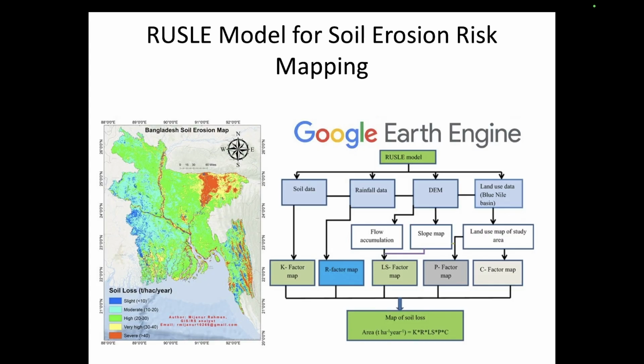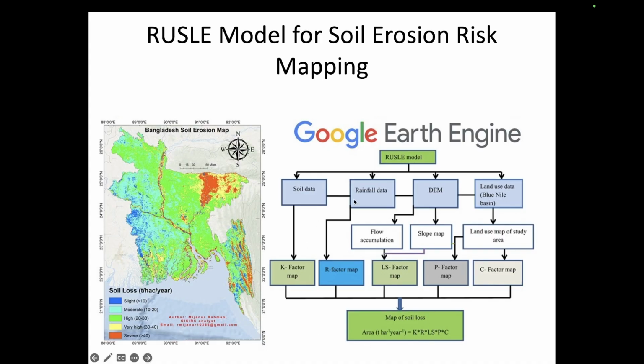We can use different sources for this soil data, rainfall data, DEM data, or land use data. When you select the source, you should try to use high resolution sources to get a better soil loss erosion map. In this case, rainfall data we can easily get from CHIRPS satellite imagery, or GPM, Global Precipitation Measurement. From this satellite we can also find rainfall data.